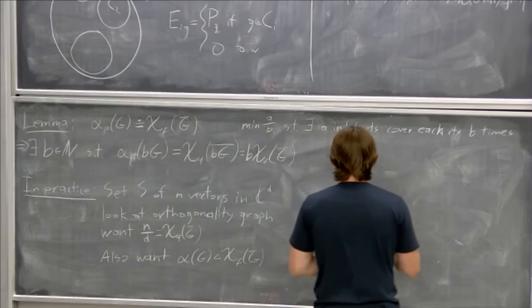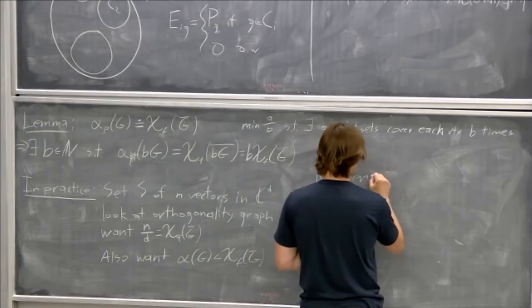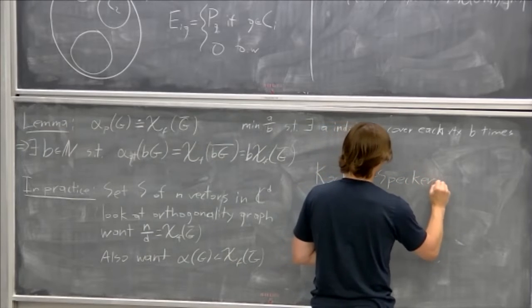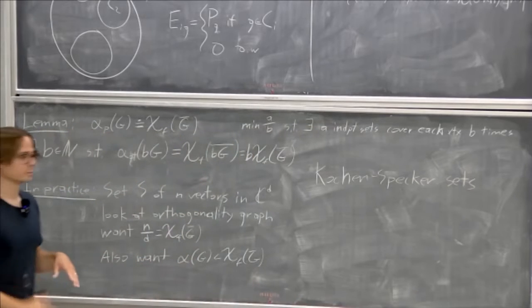a good place to look are Kochen and Specker sets. This is a notion from quantum information. I'm not going to go into the detailed definition, but you can Google it and you'll find it. And I'm not saying that this is exactly the same thing, but somehow pretty closely related.